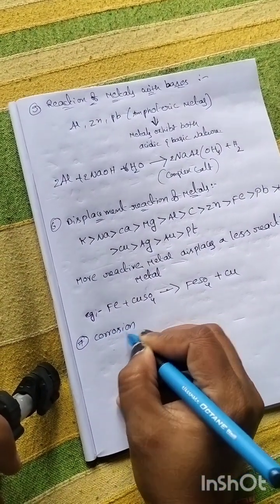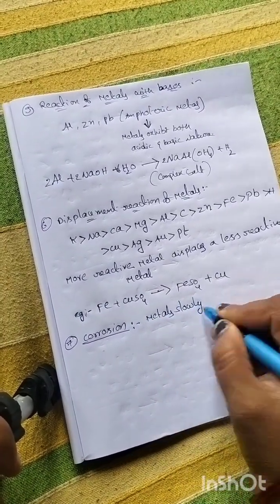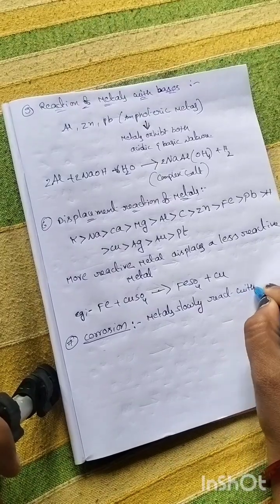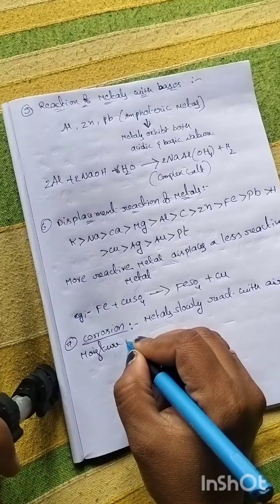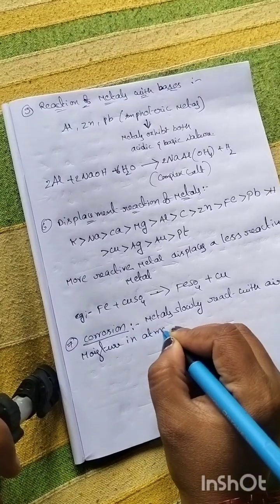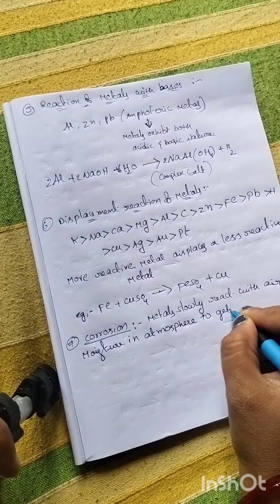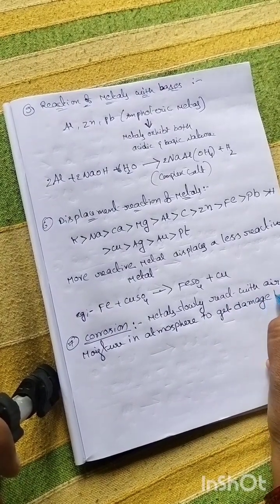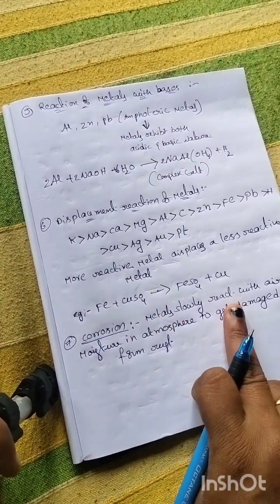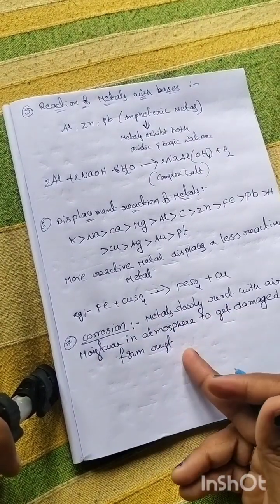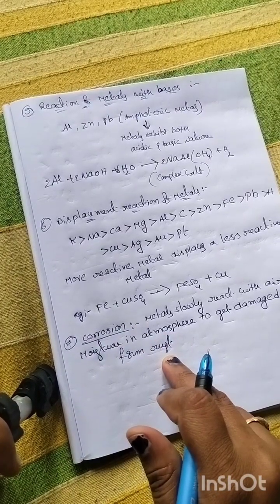Next, the seventh property is corrosion. Corrosion means the formation of rust. So how is rust formed in metals? Metal slowly reacts with air and moisture present in the atmosphere. It gets damaged and forms rust, which is called the corrosion process. So this process, the formation of rust, is called the corrosion process. It takes place only in metals.